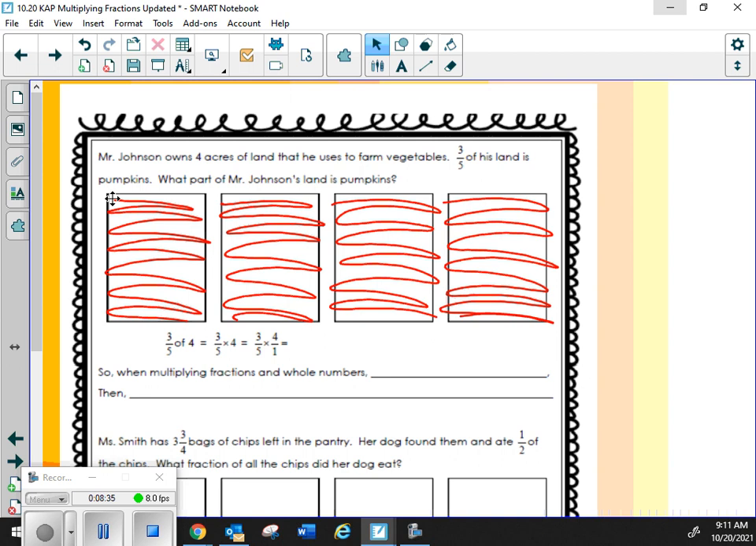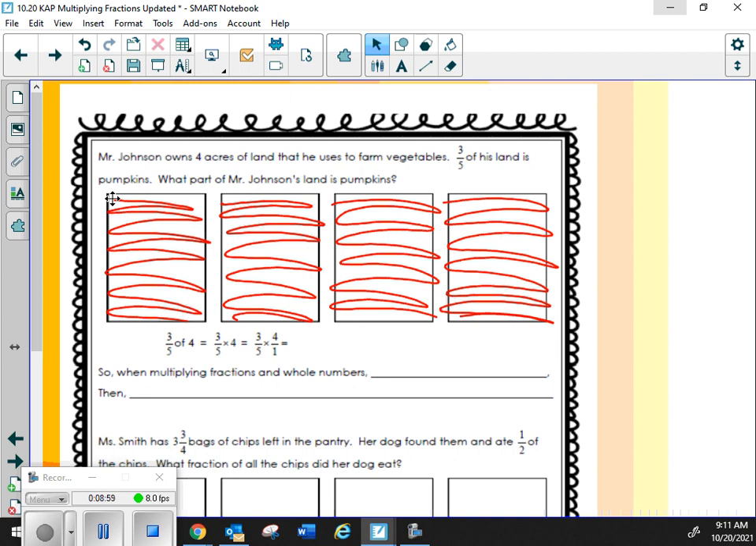Okay. So he's using all 4 acres to farm, but he's not using all of it for the same thing. That's what smart farmers do. They do different crops and stuff like that. It says that he's using 3/5 of his land for pumpkins. Okay, so in order to show 3/5, what do you think I need to do? I need to break these acres down into how many sizes? I need to break it down into fifths.